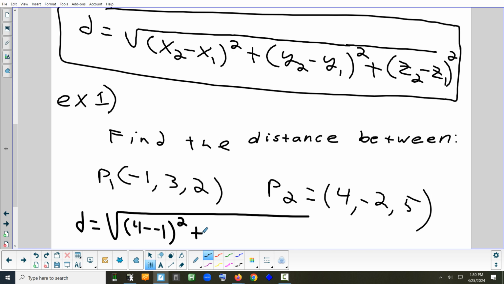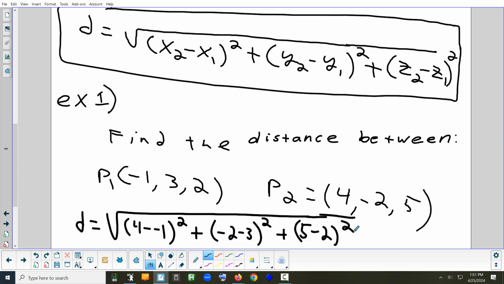-2 minus 3 squared, in parentheses. Okay, and Brady, the last part? It was 5 minus 2 squared.